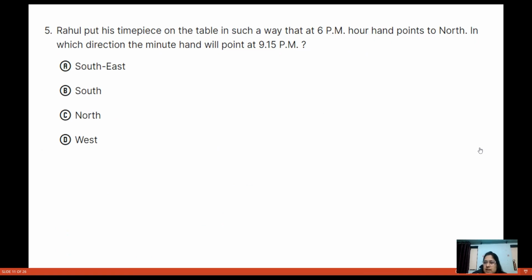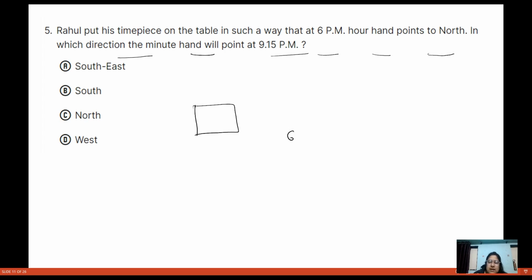Now look at this. It is saying Rahul put his timepiece on a table in such a way that at 6 p.m. the hour hand points to the north. So a timepiece is there, let's say a clock is there. Now he has put the clock in such a way that at 6 p.m. the hand points towards the north.